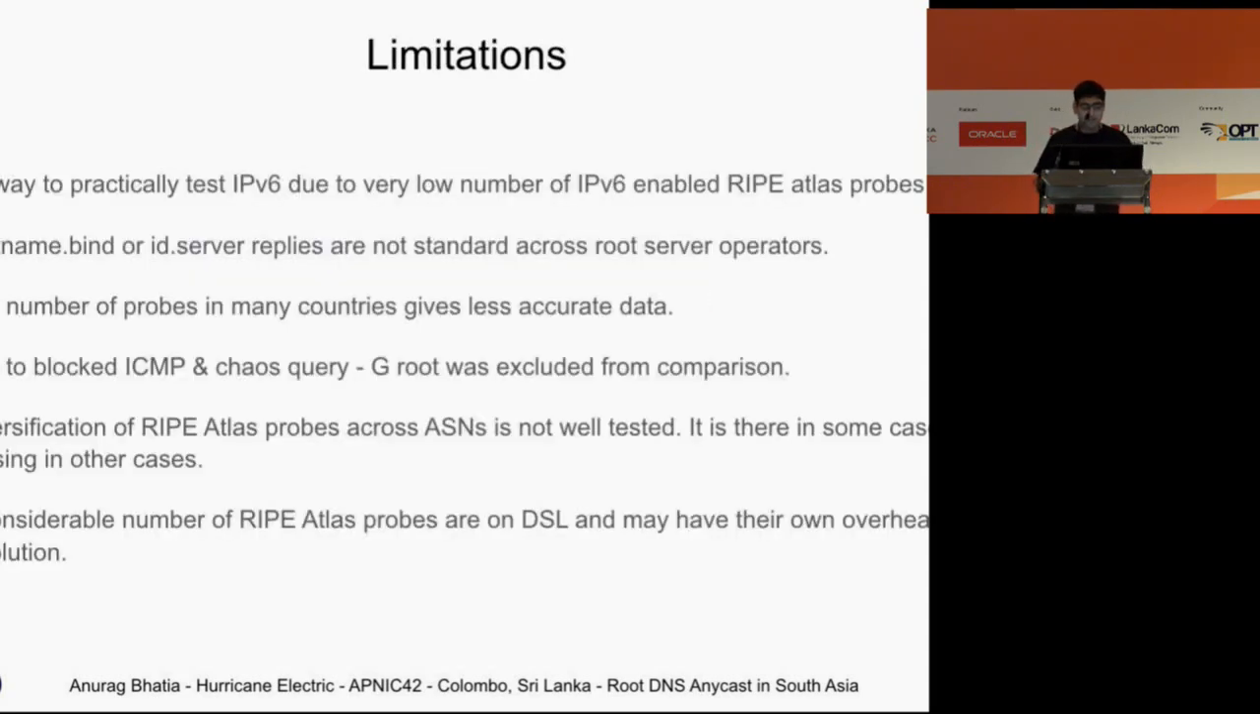Some of the limitations of this data: there's no way to practically test IPv6, because IPv6 is still not very well deployed across the last mile networks where we see RIPE Atlas probes. In the developing world, the deployment of v6 is still very low. So practically, it's almost impossible to do IPv6 testing of this data. For instance, take the example of India, where we have around 50 RIPE Atlas probes right now, and I believe only 3 of them are on IPv6.